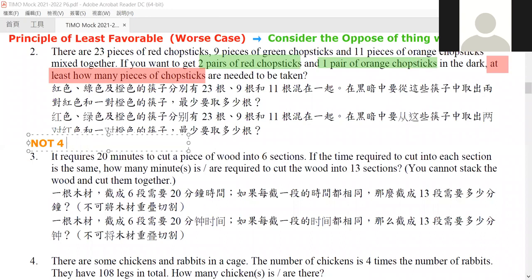No for red, because two pairs of red chopsticks means four red chopsticks, okay? Or, now it doesn't need that both of them is true, only one of them is true is okay. Or you do not have two orange, okay? This statement is the direct opposite of the statement in green. The whole thing.